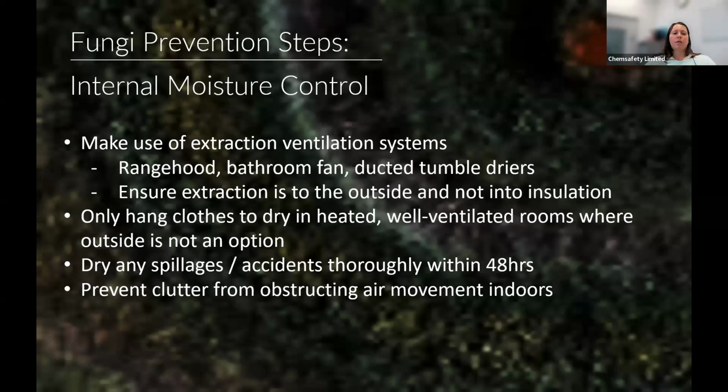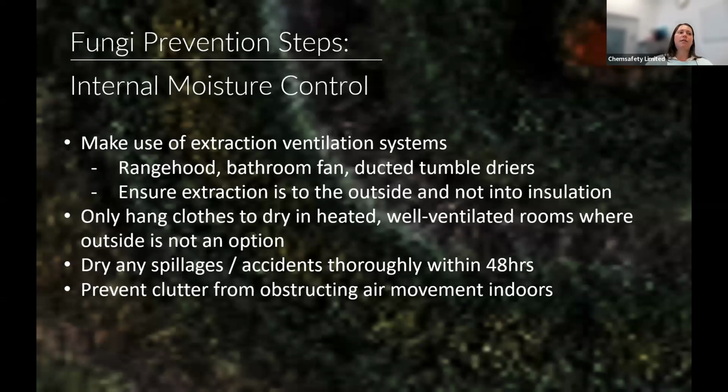When we look at internal moisture control, we need to make use of extraction ventilation systems, especially in the kitchen, bathroom areas and the laundry. So range hoods, extraction fans in the bathroom, and ducted tumble dryers become essential. And we need to ensure that these extraction units extract to the outside, not through the insulation in the roof, and also not just into the roof void if the roof void is not ventilated.